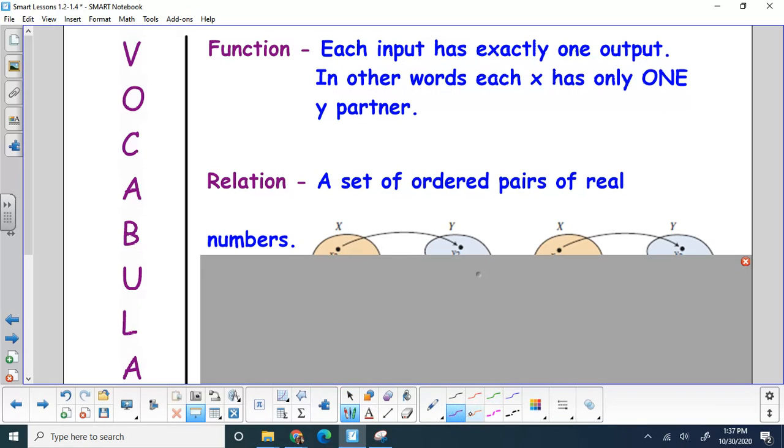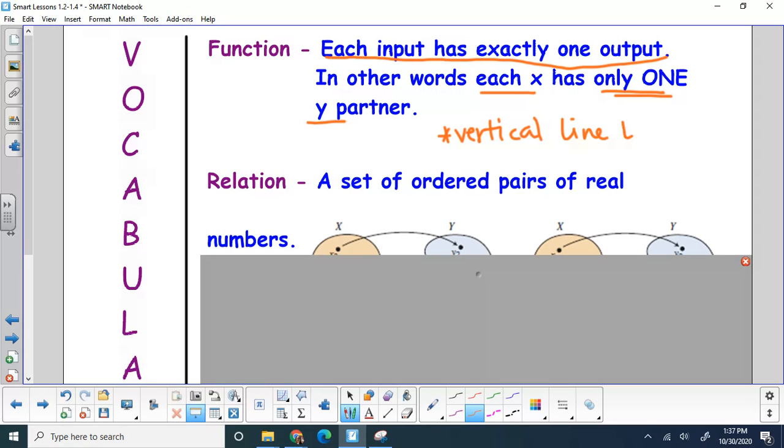A function, many of you will probably recall, is the situation where each input has exactly one output. We may have said this in the past as each x value has only one y partner or one y coordinate that is associated with it. Do you remember the test we used to test this out if we're given a graph? Hopefully you said it was the vertical line test. That would have been correct.